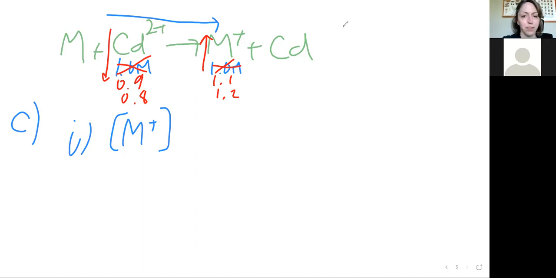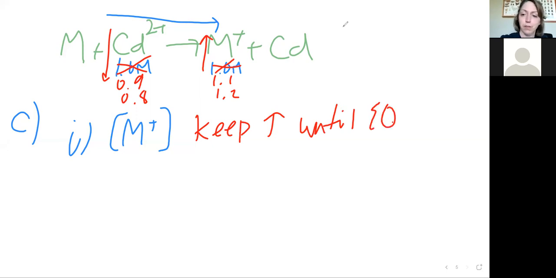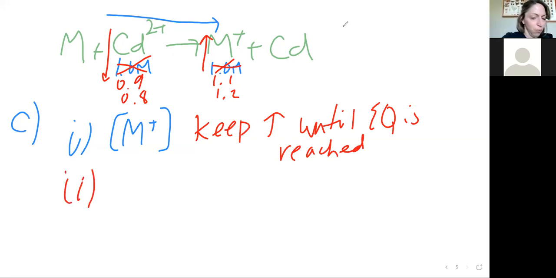So what would happen to the M plus? Well, it would just keep increasing until equilibrium is reached. That sounds good. Now for the next one, this is where it gets interesting. So now II, what about E cell?